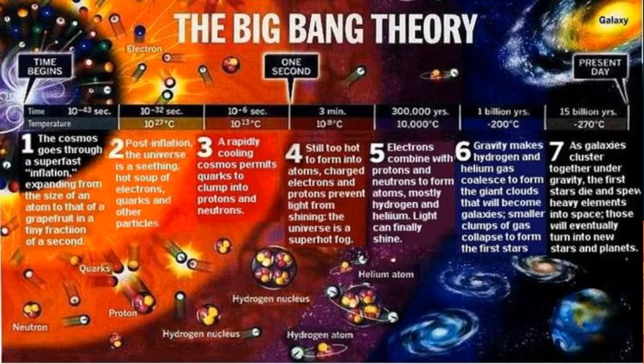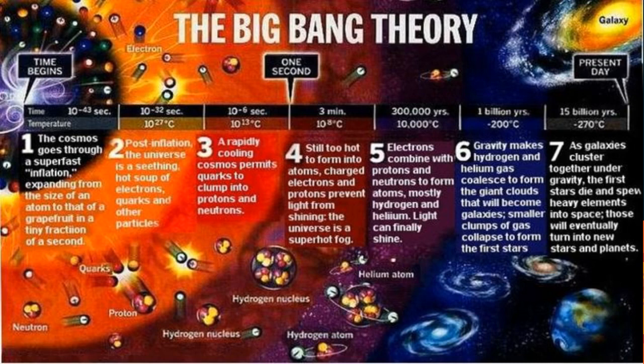As a summary of the happenings in the Big Bang timeline, we have this on the image. Everything started with a bang. 1. The cosmos goes through a superfast inflation, expanding from the size of an atom to that of a grapefruit in a tiny fraction of a second. 2. Post-inflation happened and the universe is a seething, hot soup of electrons, quarks and other particles.